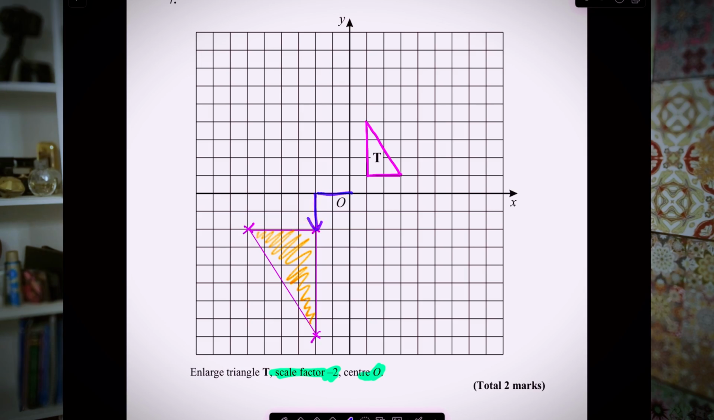And sometimes they can throw in a scale factor which is a fraction, which makes the shape smaller.